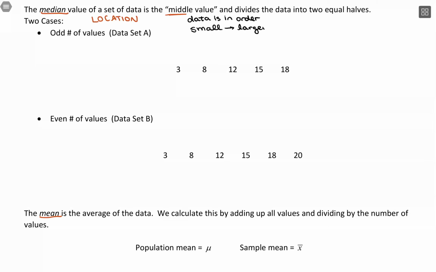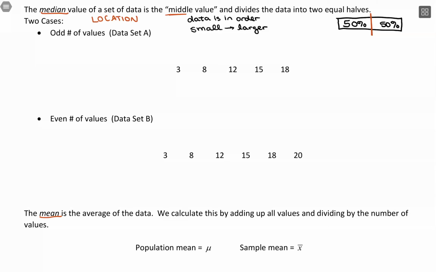Then, if we think about our data as a block, what we want to do is find this cutoff point that leaves us with 50% of our data to the left and 50% of our data to the right-hand side. So it's going to be this balancing point between the lower and upper half of the data. There are going to be two ways to do this. It'll depend on the number of data values that we have.